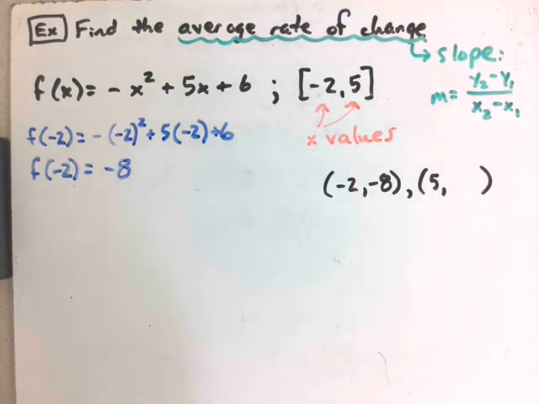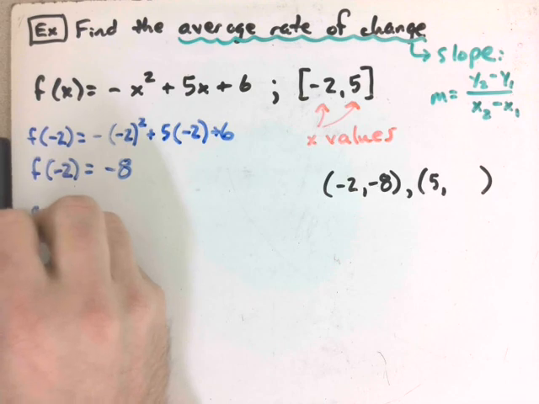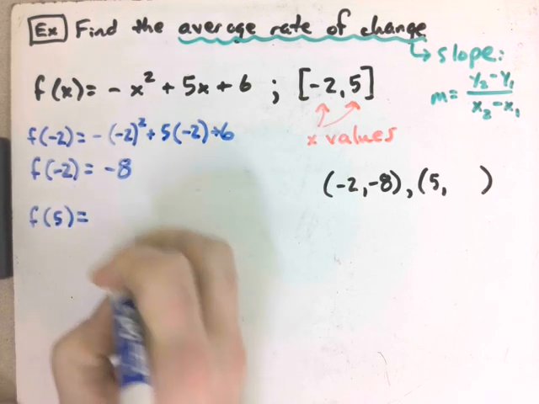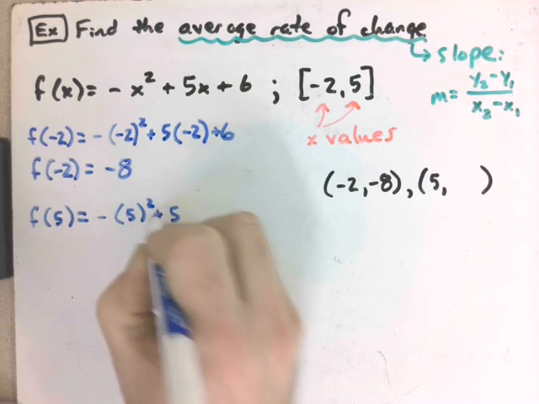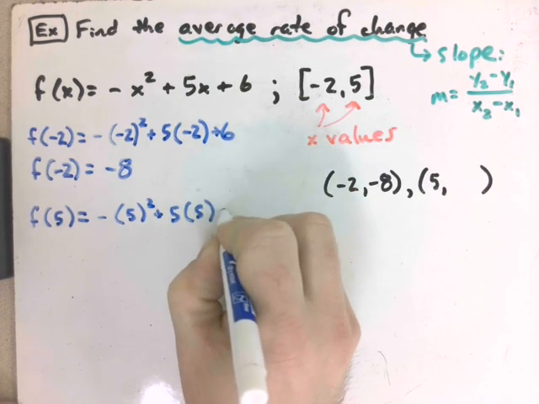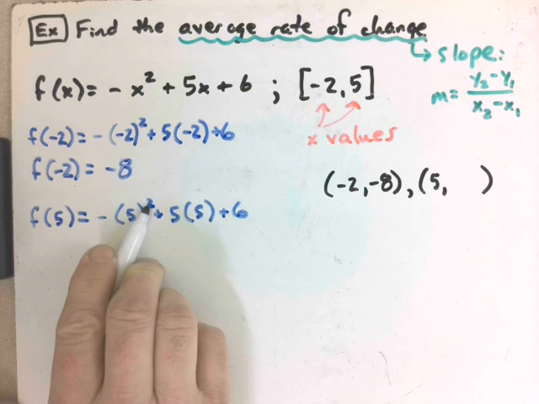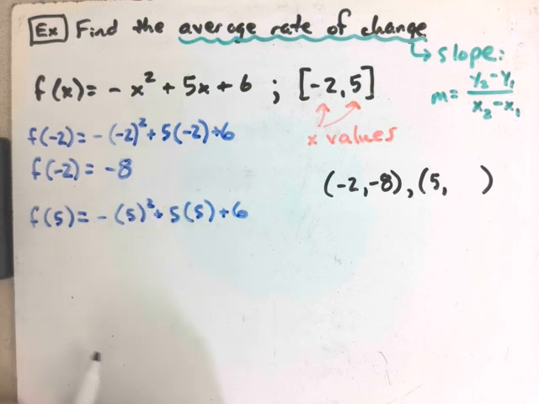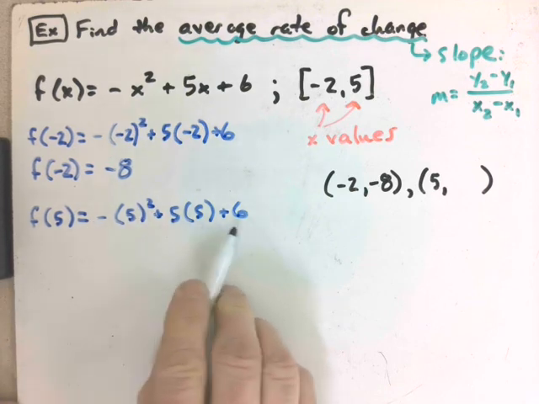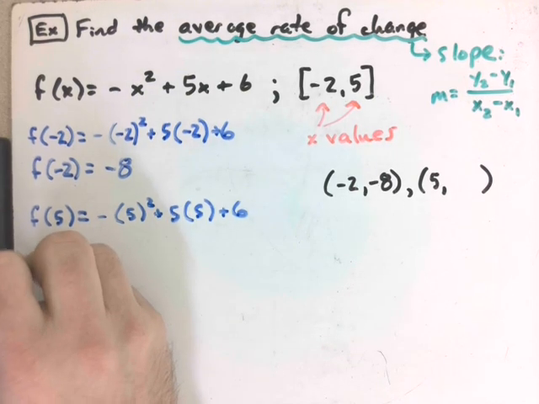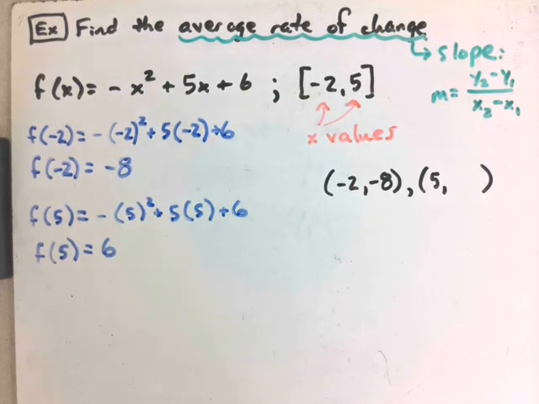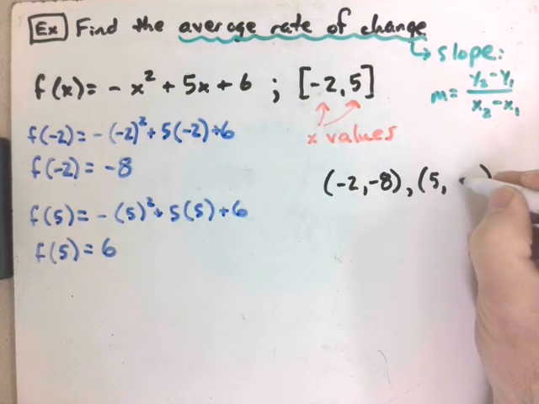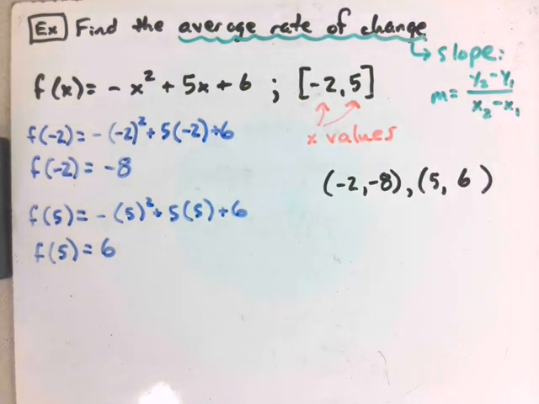We also need to figure out the y coordinate at 5. So I'm going to plug in 5 for x. Five squared is 25, and then we have the negative in front, so that's a -25 plus 25 plus 6. That is equal to 6. So when we plug in 5 for x, we get 6 out for y.